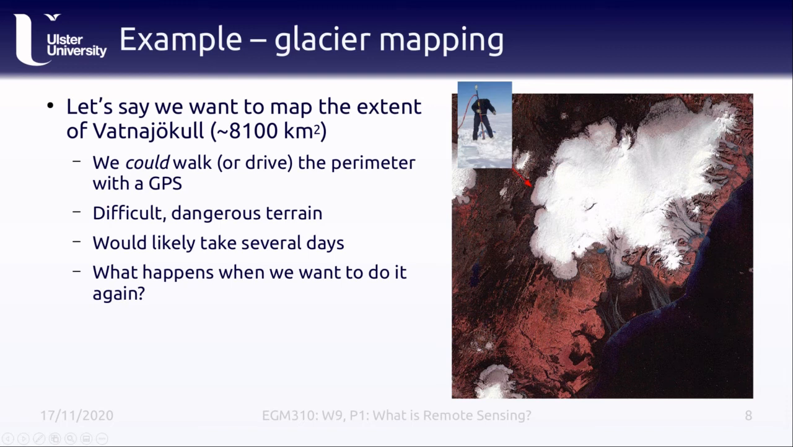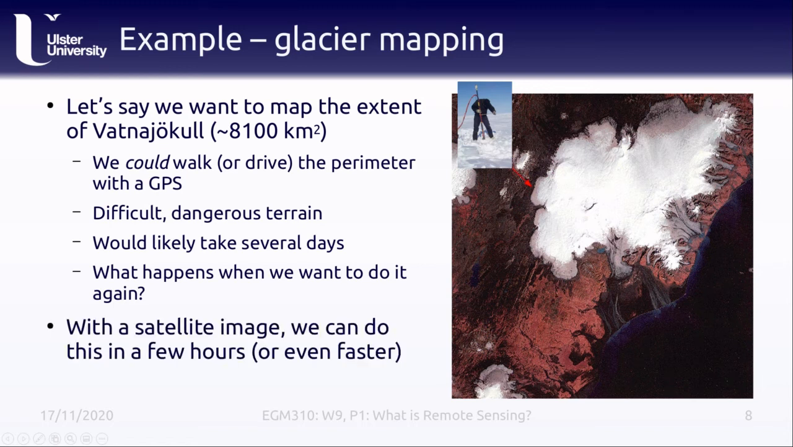The good news is, we can map the glacier extent of Vatnajökull and other glaciers in just a few hours or even faster using satellite images. With some of the data sets that we'll talk about in this part of the module, we can even map the glacier extents back to the early 1970s using satellite images.